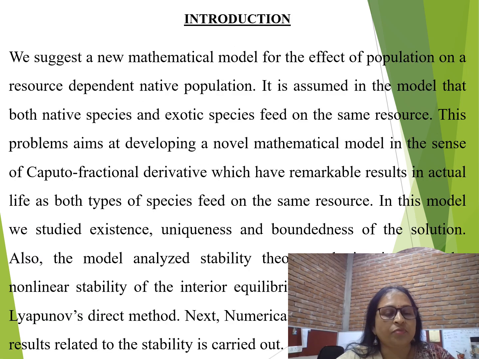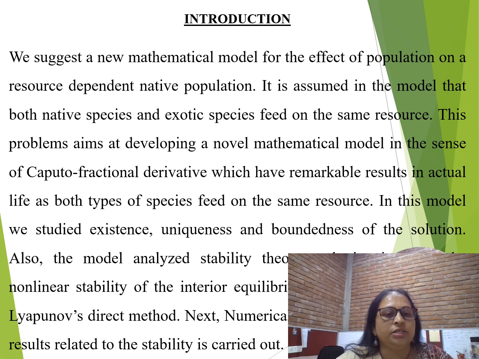The introduction. We suggest a new mathematical model for the effect of population on a resource-dependent native population. It is assumed in the model that both native species and exotic species feed on the same resource. This problem aims at developing a novel mathematical model in the sense of Caputo fractional derivative, which has remarkable results in actual life as both types of species feed on the same resource.